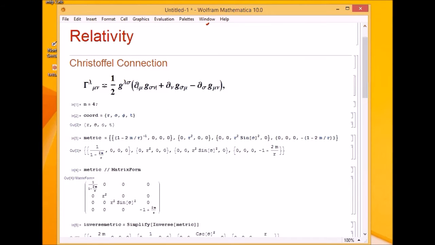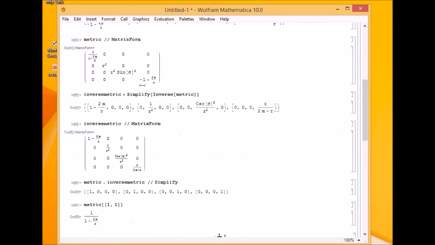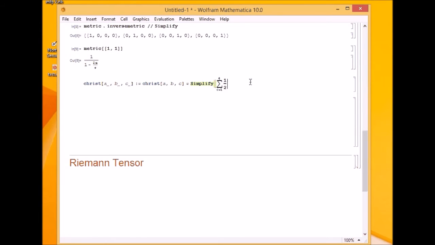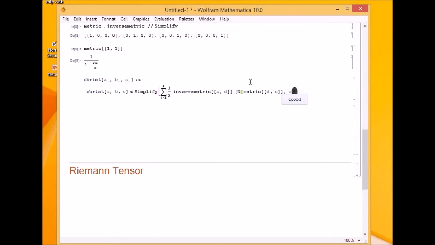The derivatives with respect to mu I can enter as d, function of d. I'll show you. First I have an inverse metric, and then I have d, derivative of the metric with respect to a given coordinate.